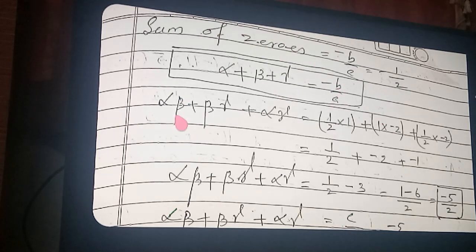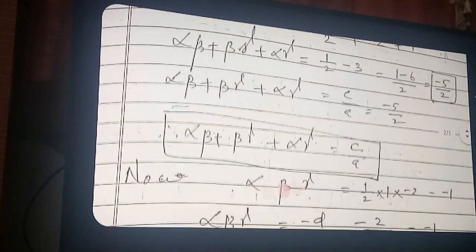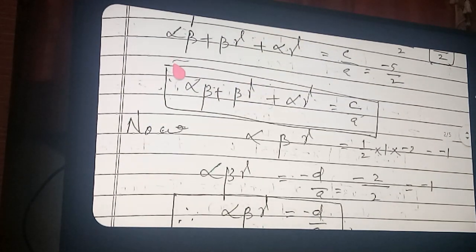And the second case, alpha beta plus beta gamma plus alpha gamma. You know the values of alpha, beta, gamma, so apply them in the places. So you got 1 by 2 here, here you got minus 2 and here you got minus 1. So that 1 by 2, then adding minus 2 and minus 1 you are getting minus 3. 1 by 2 minus 3, take LCM, 1 minus 6 by 2, that means you got minus 5 by 2. Okay. Now alpha beta plus beta gamma plus alpha gamma is equal to c by a. You have studied this one.